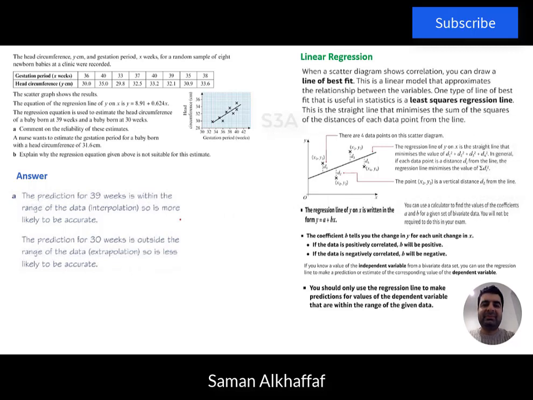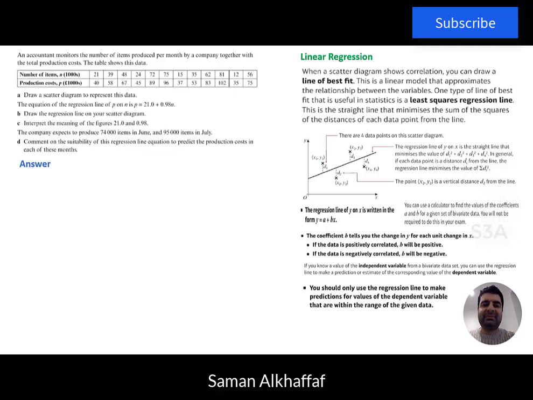For part B, we need to explain the regression equation. In this scenario, the independent explanatory variable in this model is the gestation period x. So we should use this model to predict the value of y for a given value of x. It is almost a substitution of a value of x to find the value of y. And this will be our answer for this question.